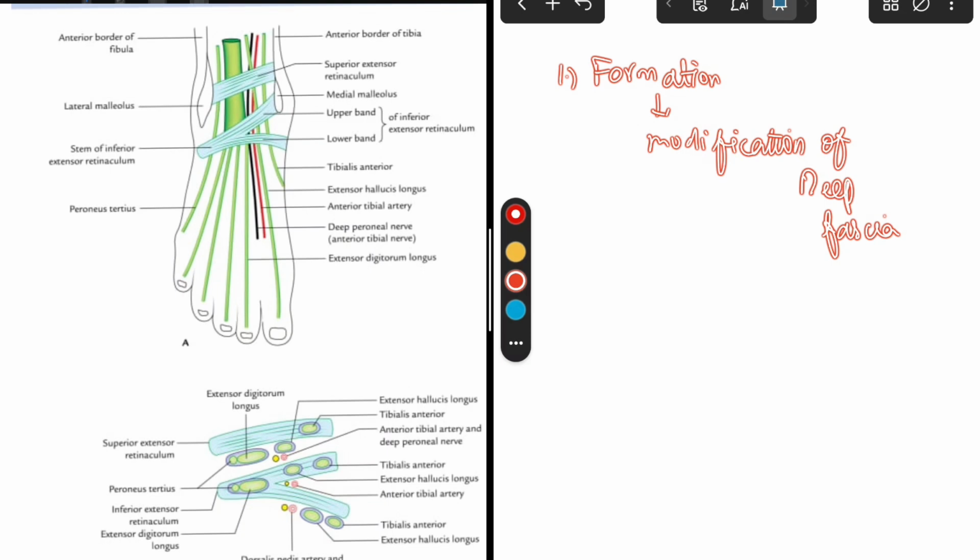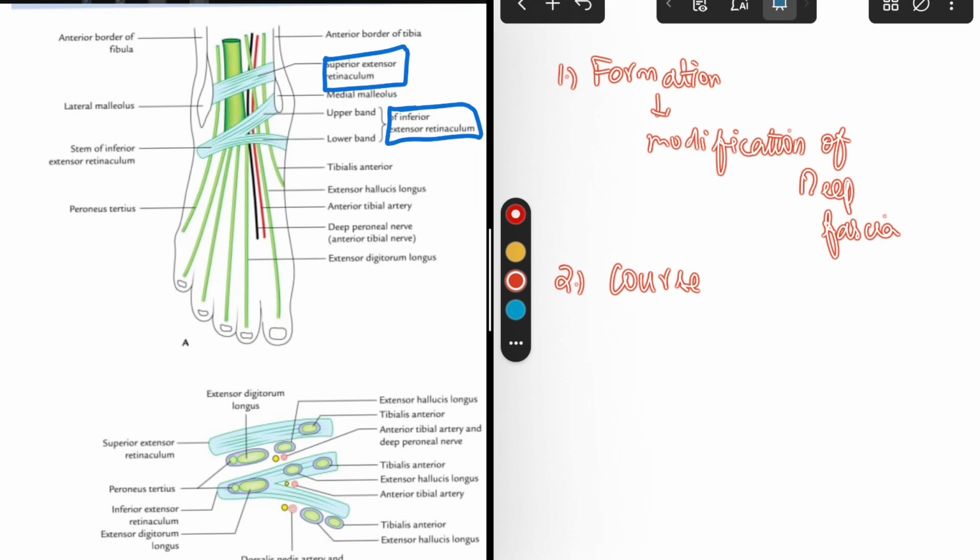Next, let us see the course. There are two parts: the superior extensor retinaculum, which I am marking in the diagram, and the inferior extensor retinaculum. So there are two retinacula, dividing into two parts.